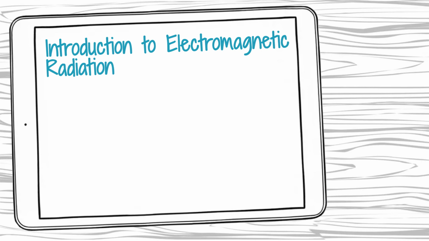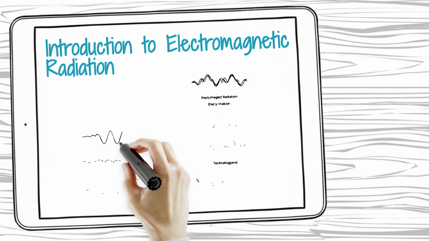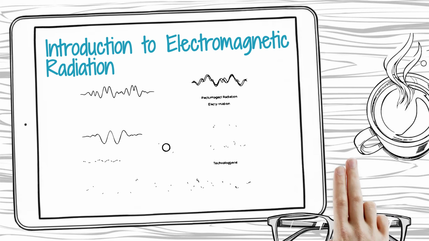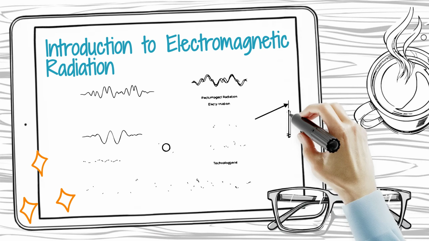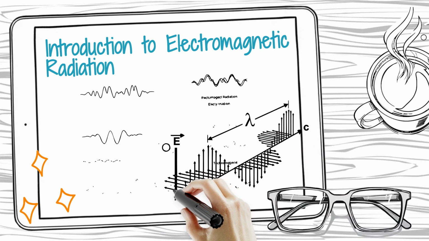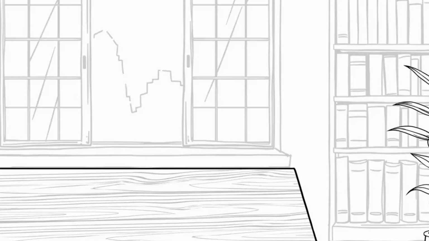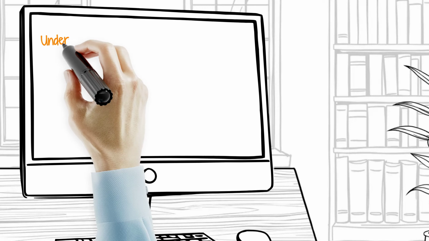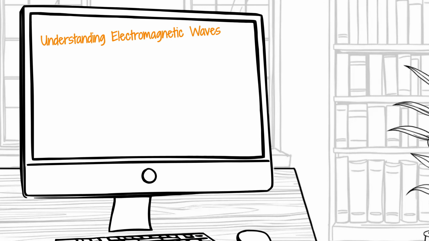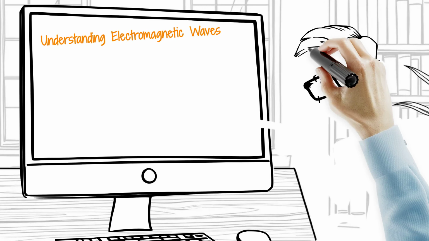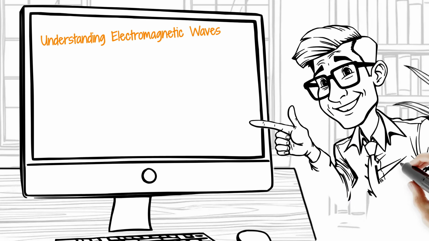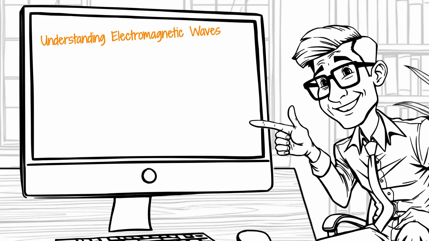Today we'll explore the fascinating world of electromagnetic waves, diving into their definitions, types, uses, and applications, while comparing their wavelengths, frequencies, and energies. Electromagnetic waves are oscillations of electric and magnetic fields, traveling through space at the speed of light. They are essential in a wide range of applications, from communication to healthcare.